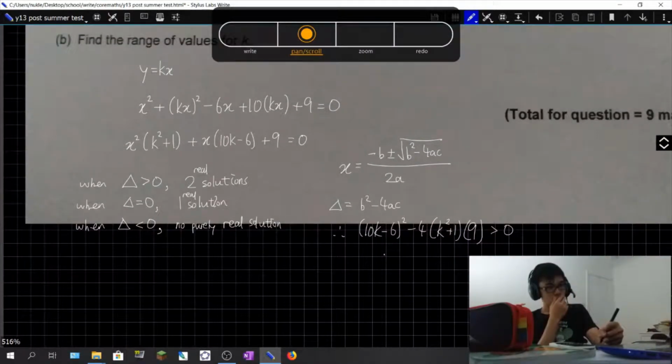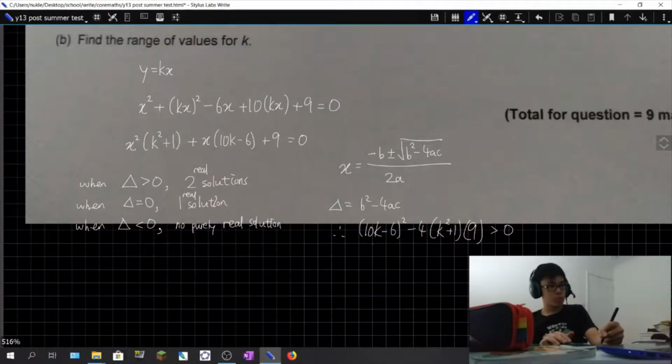So if you square out the brackets, you get 100k squared minus 6 times 10 times 2, 60 times 2, that's going to be 120k, I believe. Yep, okay. 120k and then plus 36, and then you have 4 times 9, which is 36. So minus 36k squared and minus 36 is going to be bigger than 0.